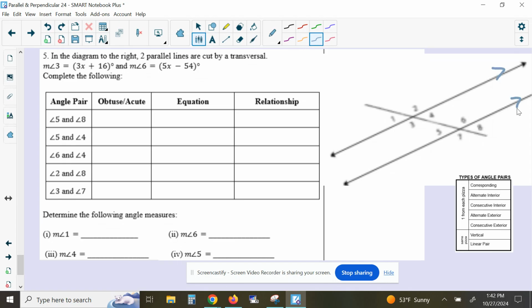And I pasted this little note down here because remember that we had different types of angle pairs. We talked about corresponding, alternate interior, consecutive interior, alternate exterior, and consecutive exterior, and that's when you have one slice from each of the pizzas. And then we had vertical pairs, where if you were on the same pizza, we had vertical across from the X, and we had the linear pair, which was like a half a pizza.